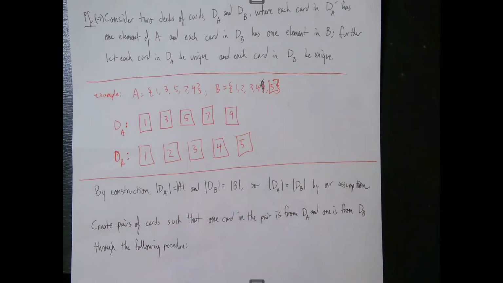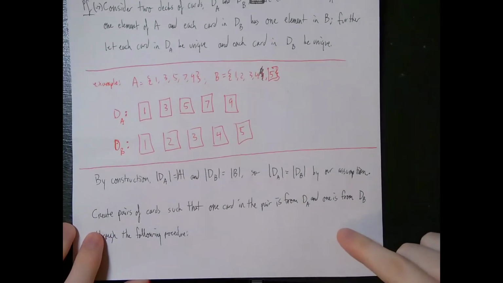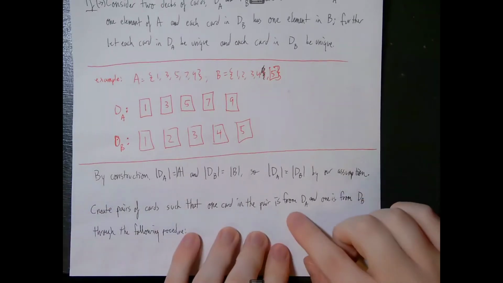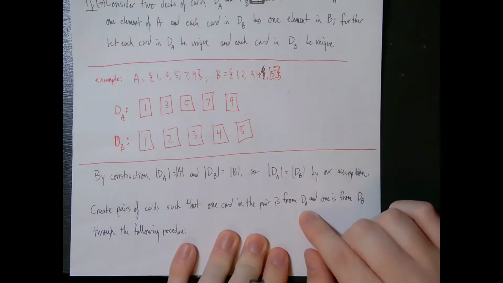Now this is going to be really important because what we're going to do next is start creating pairs of cards such that one card is in D sub A and one card is from D sub B through the following procedure.